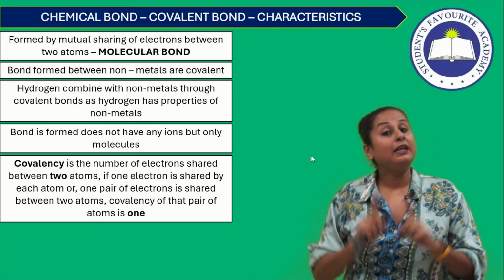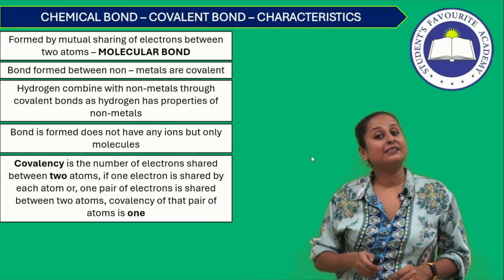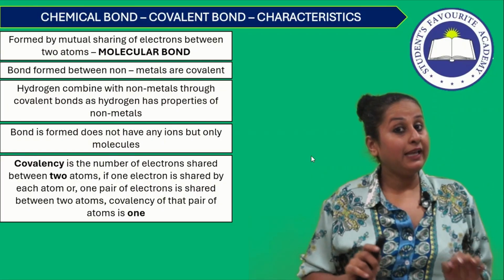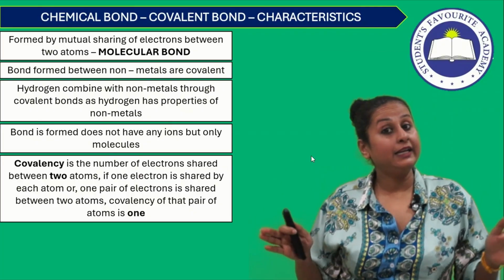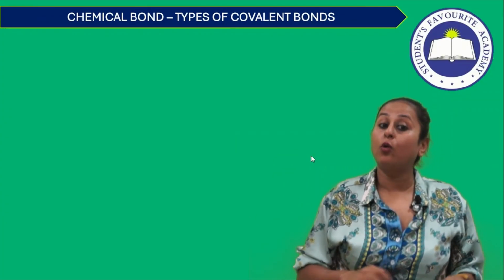Only 1. How many electrons are shared by each of the atoms? Only 1. So covalency in this case is going to be 1. Alright, children, let us see the types of covalent bond. The types of covalent bond, the segregation can be done in 2 ways. The first way is based on the covalency.